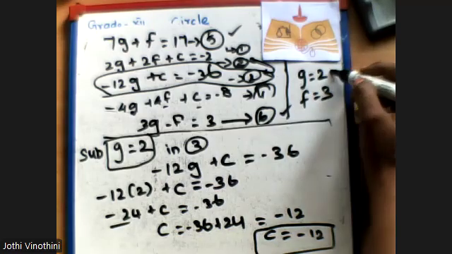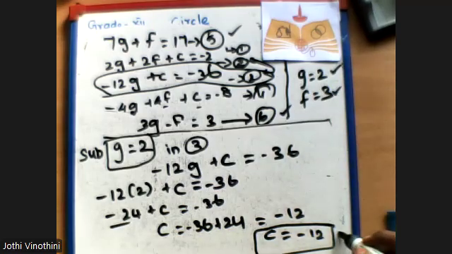Now we have the value of g, f and c. For solving this, we did so many steps, right? So as a recap, we are provided with 4 points. We take the general equation and we substitute the points A, B and C in this general equation. So we get 3 equations. By solving these equations, we find the values of g, f and c, right?